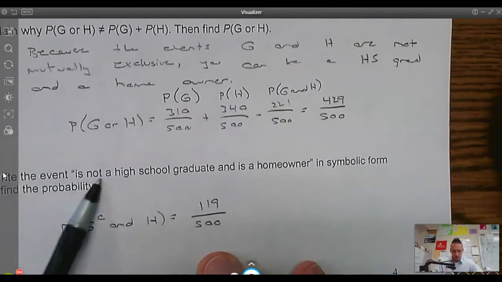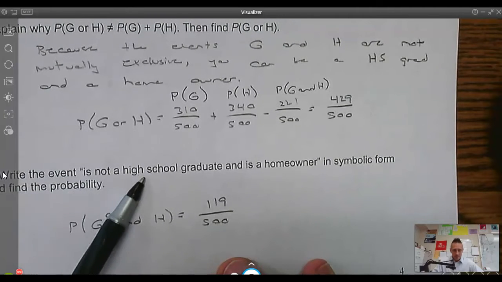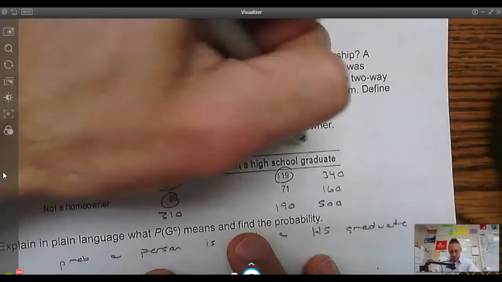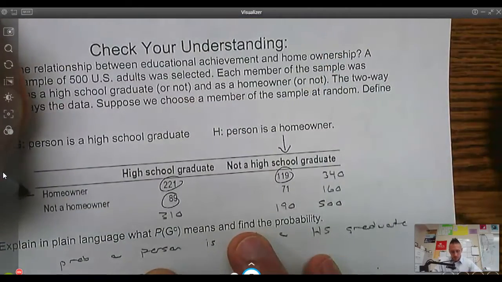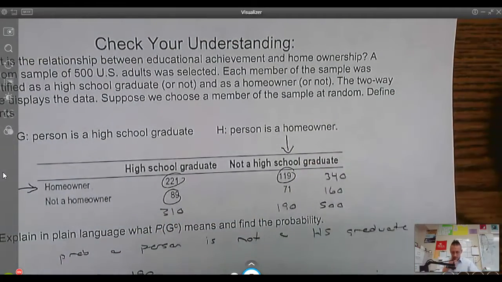The last part, write this event in symbolic form and find the probability. Probability that they're not a high school graduate, so graduate complement, and is a homeowner. So if they're not a graduate, we're looking here, and a homeowner, we're looking here. We're looking at that intersection, 119 divided by 500.